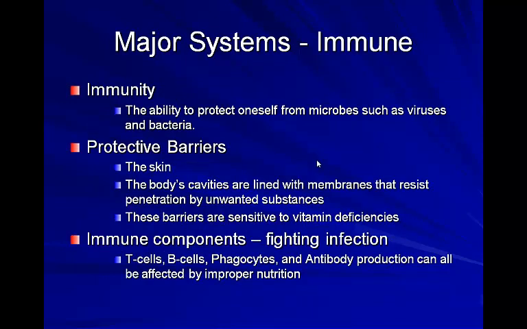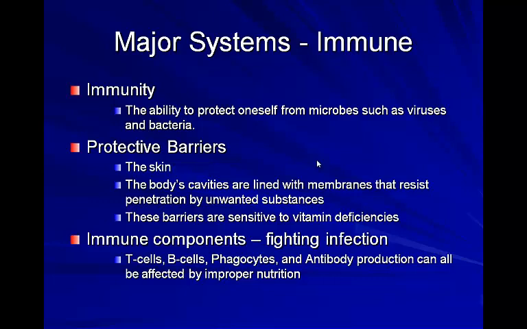Our immune system, our immunity by definition, is the ability to protect oneself from microbes such as viruses, bacteria, tapeworms, you name it. Any sort of foreign invader that tries to get into our body, our immune system's job is to protect us from that. We have what's called our first line of defense. These are our protective barriers. These are like the skin. Our body cavities are lined with mucous membranes. Think about your throat, your nose. We make snot, we make mucus. Even your ears make wax. There's all sorts of protective barriers that help prevent those things from actually getting in.